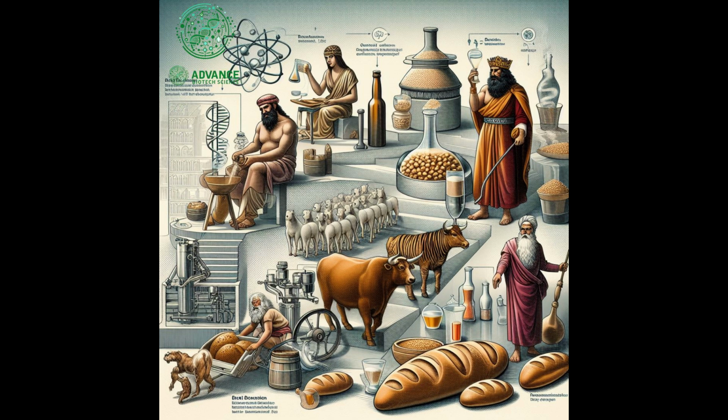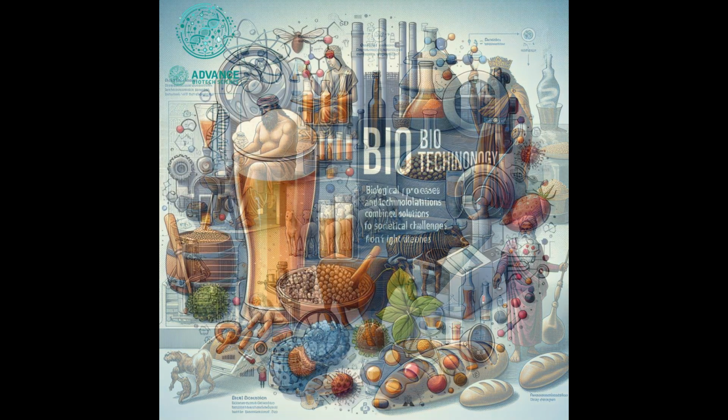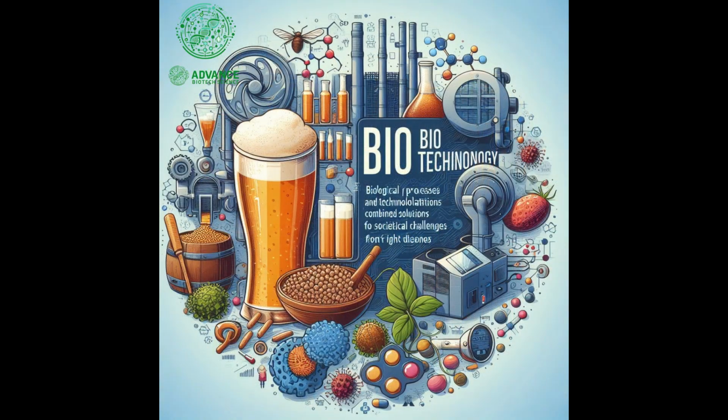Example 3. The use of moldy soybean curds as an antibiotic in ancient China. Example 4. The domestication of plants, like corn and wheat, which were genetically modified through selective breeding by early farmers. 3. The building blocks of life.